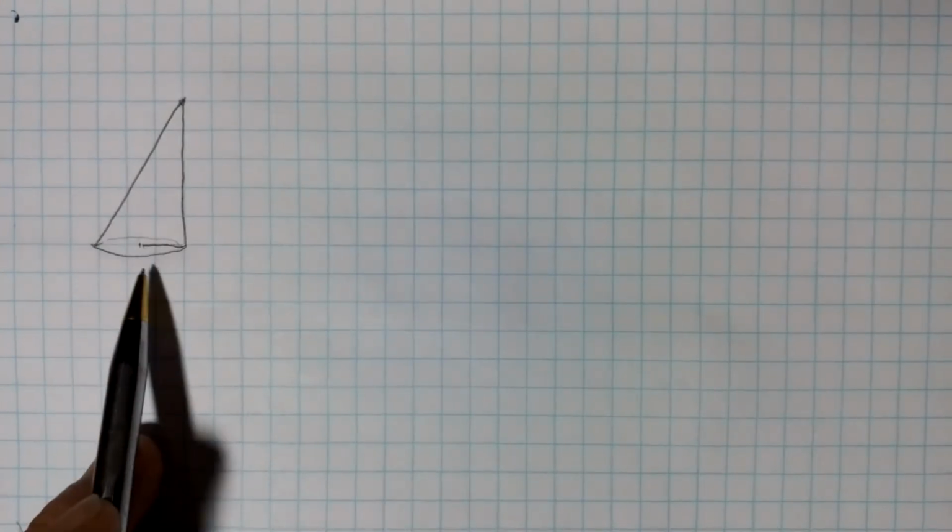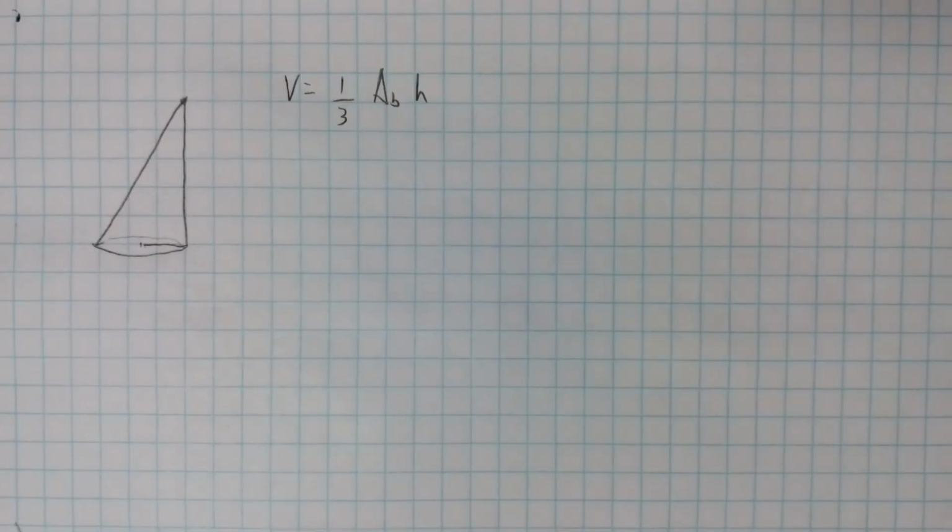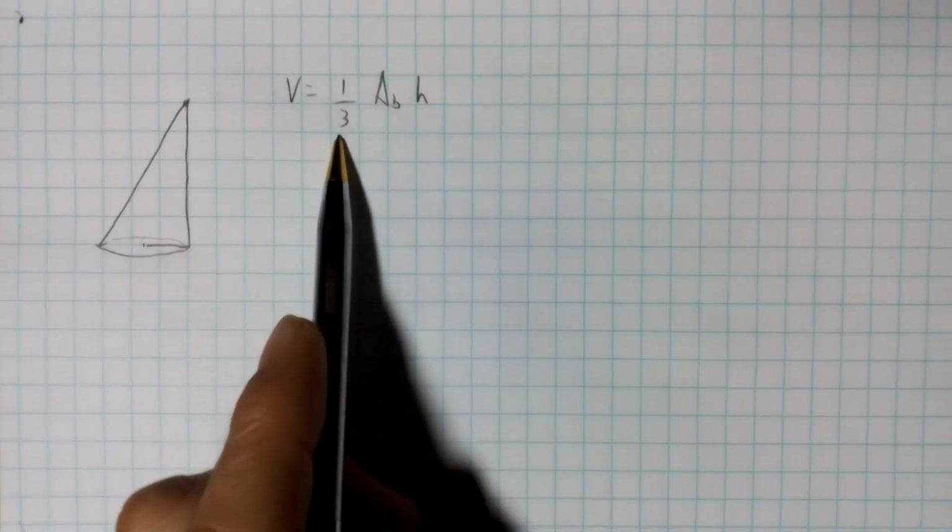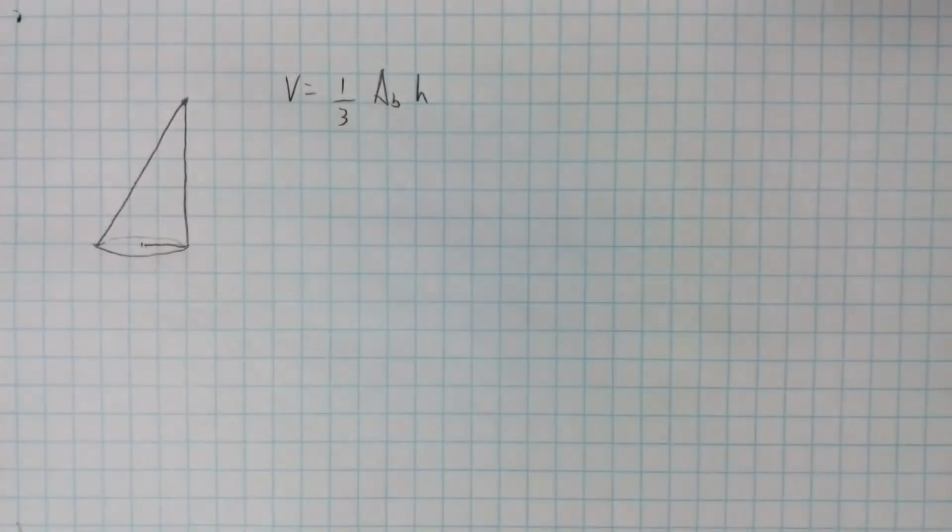Okay, now here's where things get really tricky. Here is a cone shape with sort of this lean to it. Now it's still the same thing. The volume of this is still going to be 1/3 times the area of the base times the height.